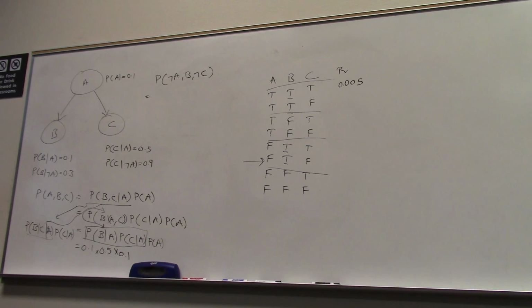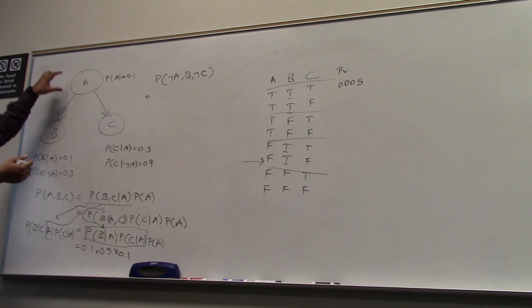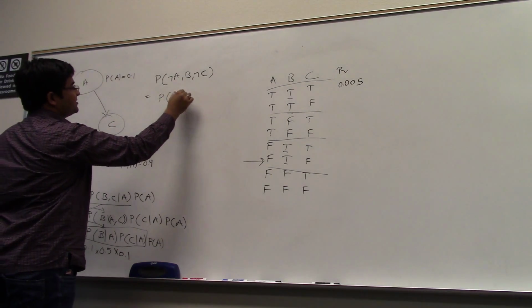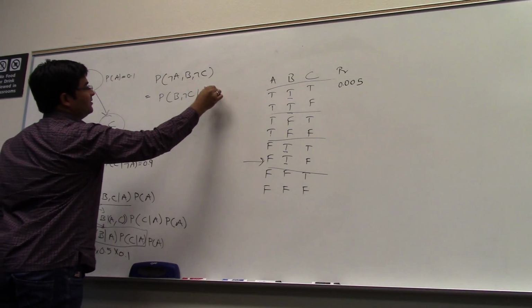Okay. So how do we do this? Which one to take out? Once again here, right? Because A is at the top, so we'll write it as B not C given not A into P not A.